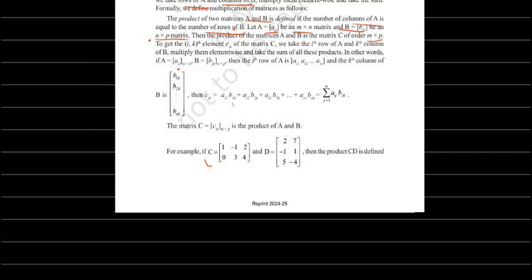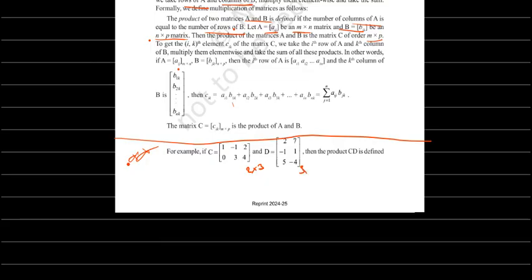This is an important thing. For C, how many rows are there? There are two rows and three columns. In D, there are one, two, three rows and two columns. So D has three rows and two columns.